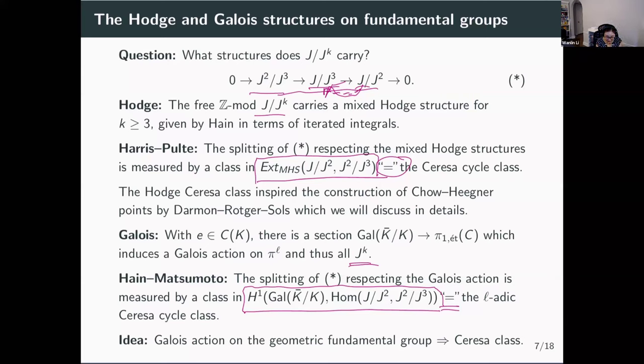Okay, so now, after introducing these Ceresa cycle classes, I want to introduce how I'm going to use these cycle classes to detect non-triviality of the Ceresa cycle. So let's start with the Galois one. From the work of Hain and Matsumoto, we get an idea: since we now know that the Ceresa class essentially measures some structure on the fundamental group as a Galois module, if for some curve I know the full monodromy information, if I know how the Galois group of the base acts on the geometric fundamental group, then I should be able to calculate the Ceresa cycle class from that data, right? And maybe that would help me detect whether the Ceresa cycle is non-trivial or not.